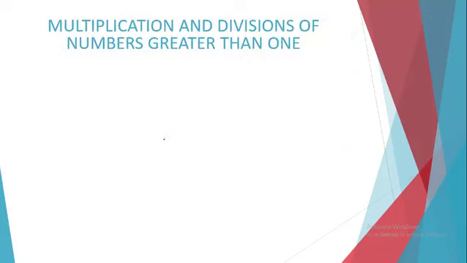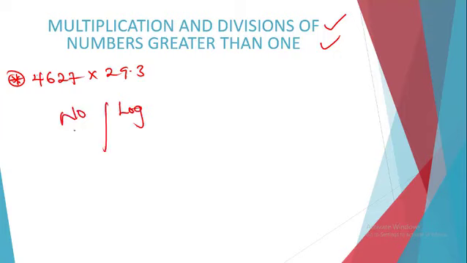Let's go over to the multiplication and division of numbers greater than 1. How do we solve this? I told us earlier that in multiplication the principle of addition is used, and in division the principle of subtraction is used. Assuming we are given 4627 times 29.3 for us to express, all we need to do is to write our number, write our log, and we search for this. We have 4627 and we have 29.3, and then we find the characteristic of this, which is 4 minus 1, and that will give us 3 point.